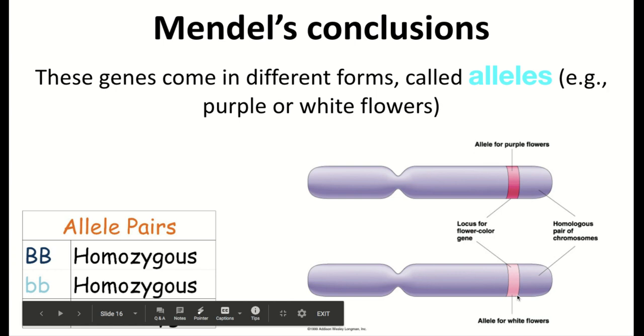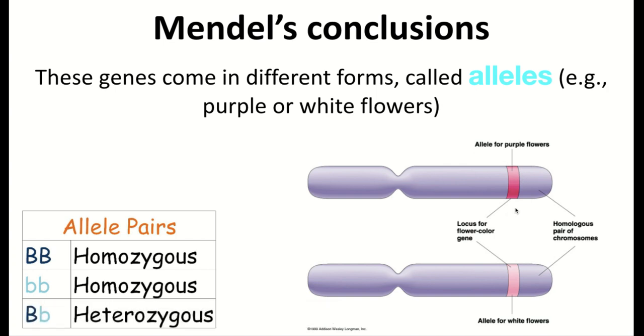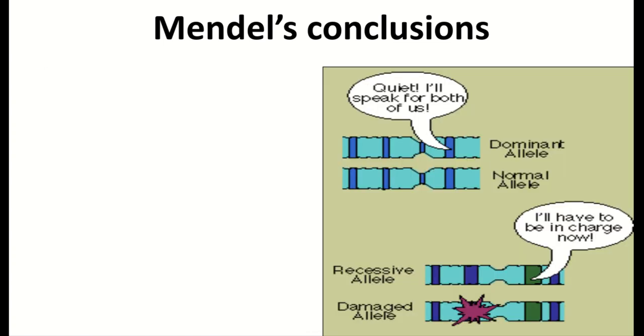So here we can see this chromosome is coding for white flowers. This chromosome is coding for purple flowers. So these would be examples of alleles. They're coding for the same trait, the color of the flower, but there might be different forms. So I could have an allele that codes for purple versus an allele that codes for white.